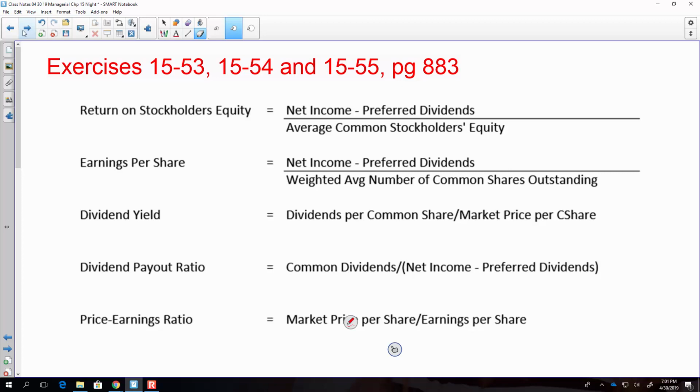So what I'd like to do is let's try 53, 54, 55 and do all of these ratios together. So let's give it a whirl. 53 is on page 883. So I do have the computations here, starting with return on stockholders' equity. Net income is 3.182 million.